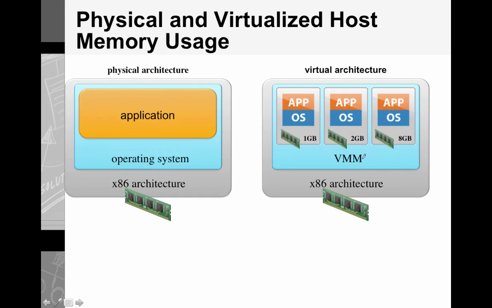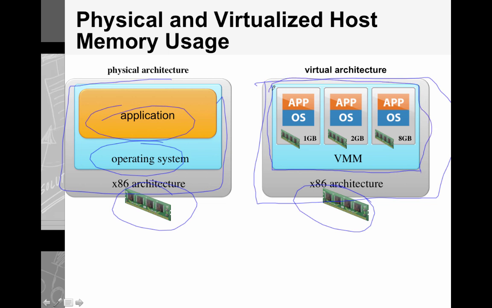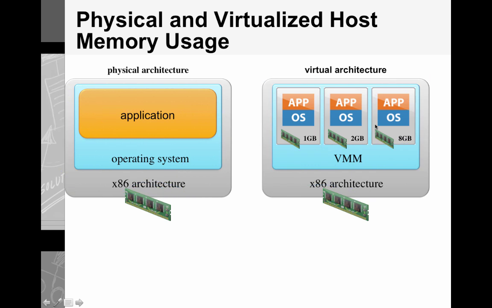Now let's look at the physical and virtualized host memory usage. We talked about CPU virtualization. Now let's talk about memory virtualization. Once again, we have a piece of hardware. The hardware has memory, and the operating system and the application like to use that memory. But with virtualization, we have our hardware, we have our memory, but then we also have the VMM, which is the virtual machine manager layer, which is going to chop up our memory and give it to the various virtual machines. In this case, it's giving 1 gigabyte to one virtual machine, 2 gigabytes to the second virtual machine, and 8 gigabytes to the third virtual machine. Let's see how that works.